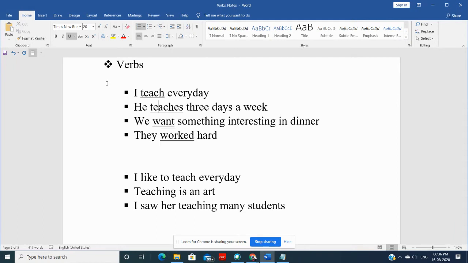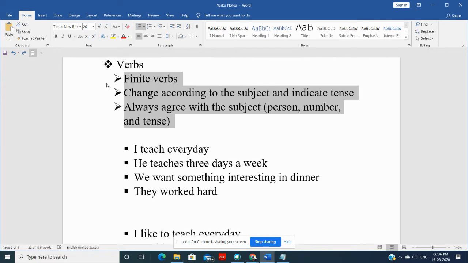So, such verbs which tell us about the tense and change according to the subject are called finite verbs. So, this is a finite verb. They change according to the subject and indicate tense. They always agree with the subject according to the person, number, and tense of a sentence.